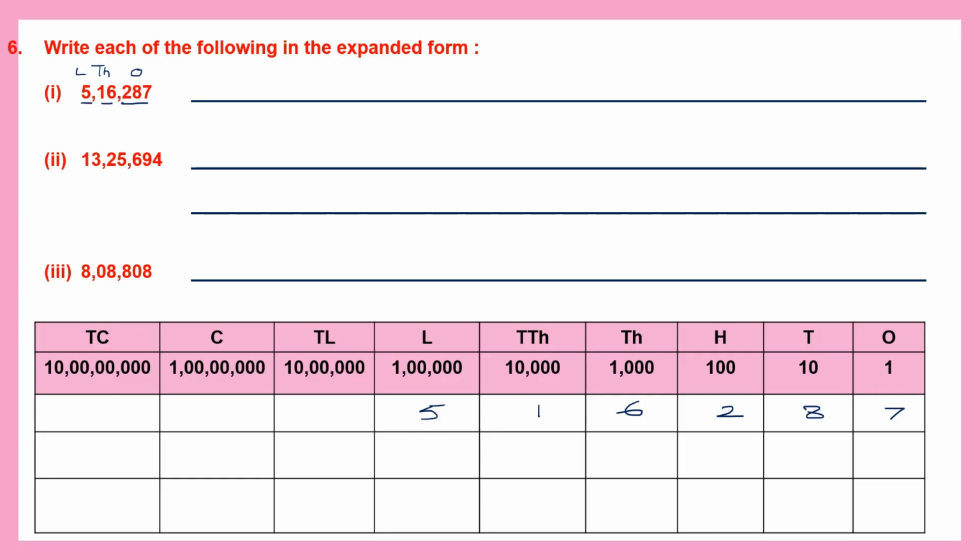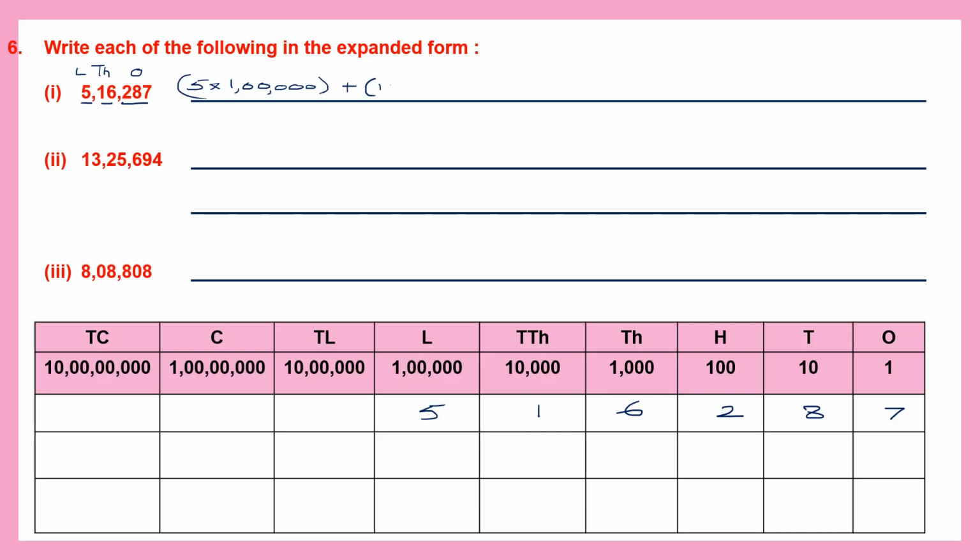So let's begin by writing with 5. So 5 into 1 lakh. Plus, we go to the next digit, 1 into 10,000. So 1 into 10,000, let's write.